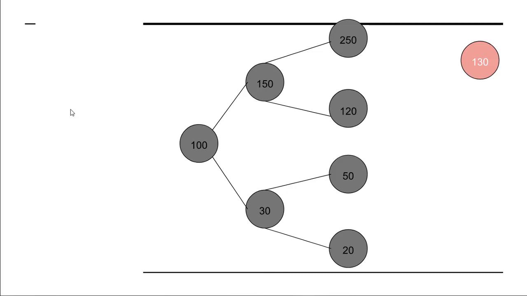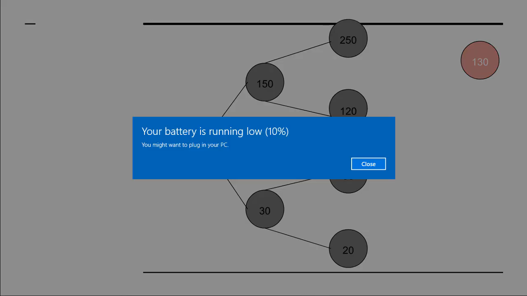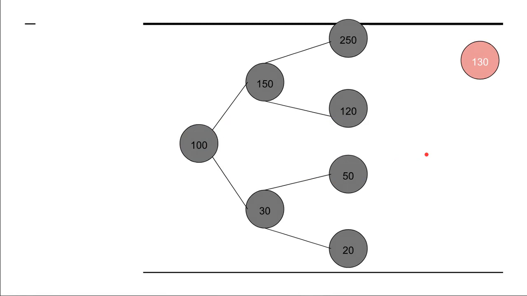Now suppose that a new guy comes in and says that he ate X number of cookies, let's say 130 cookies. Our task here is to find a family member who ate the same amount of cookies as this guy or the nearest amount of cookies. In this case, we don't have a family member who ate the same number of cookies, but the nearest amount of cookies is eaten by this guy.